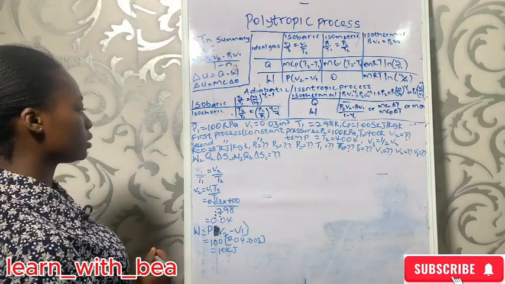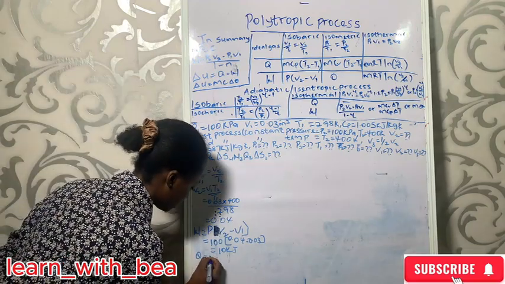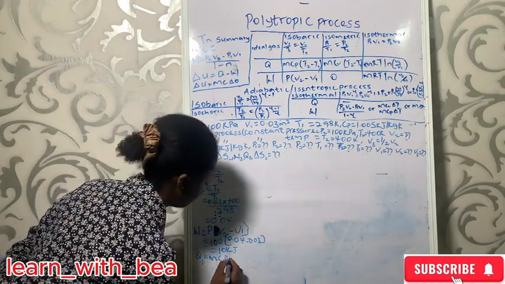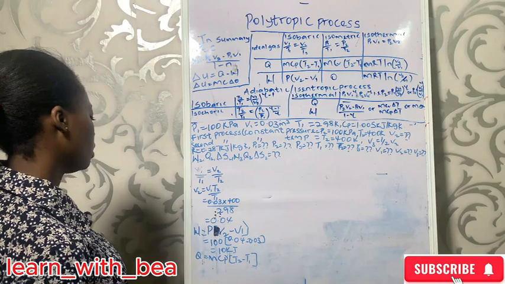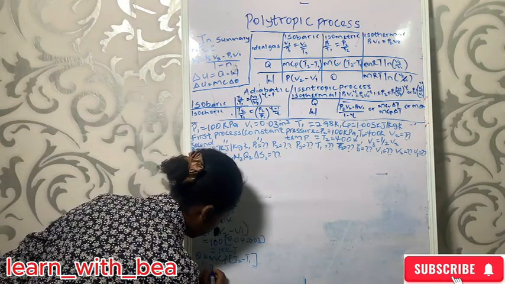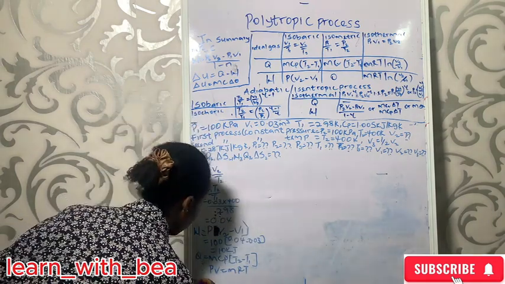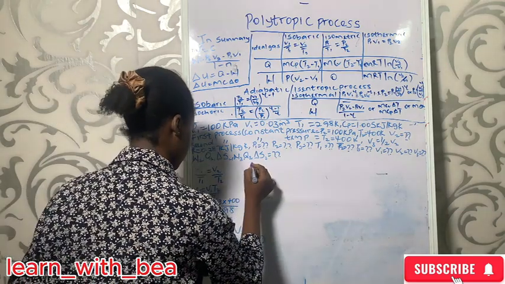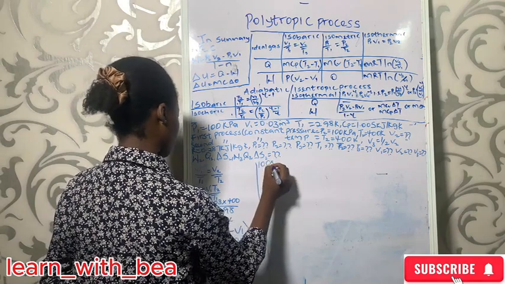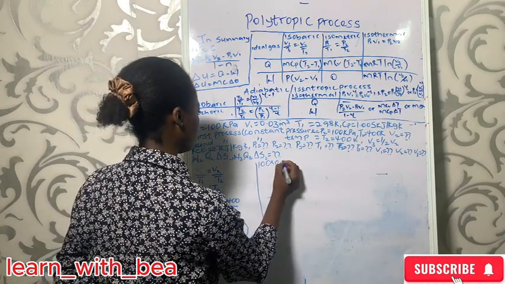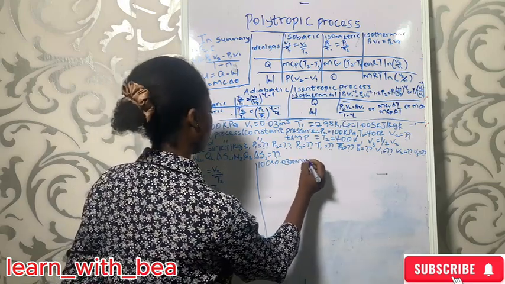Then we can now calculate our Q. What's the Q? m Cp (T2 minus T1). Do we have our m? No. But we can calculate it using P equals mRT. What's P1? 100. Let's continue. P1 is 100 times what's V? 0.03. What equals m times what's R?